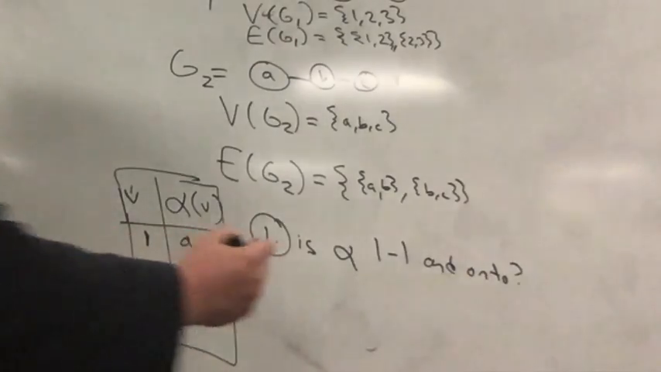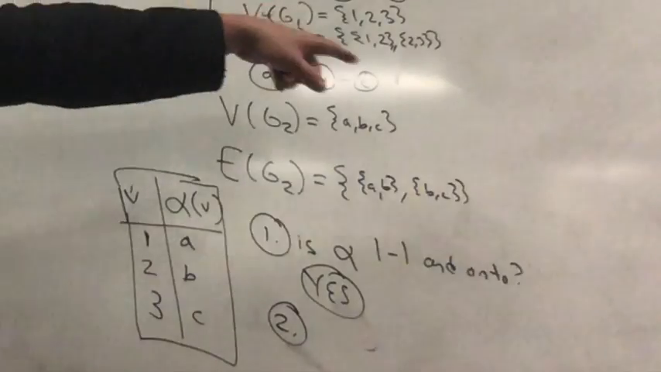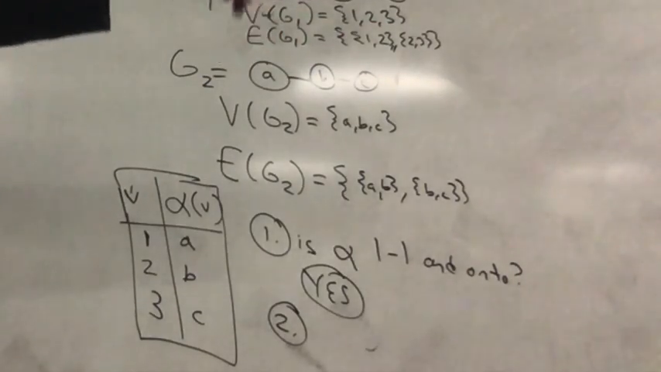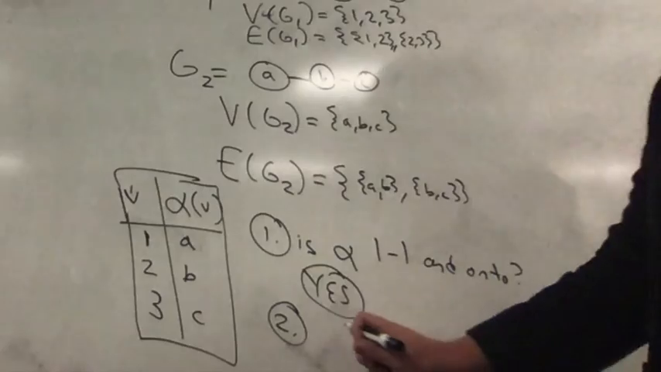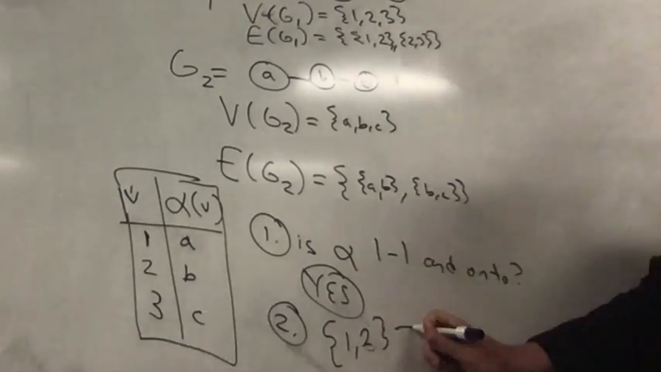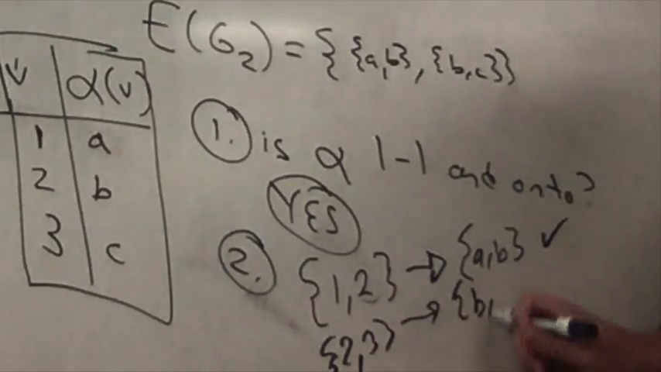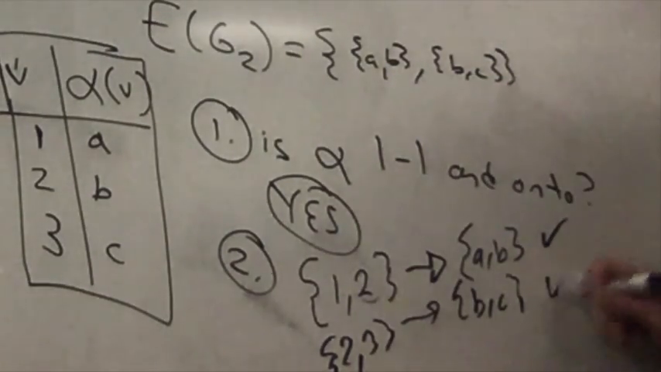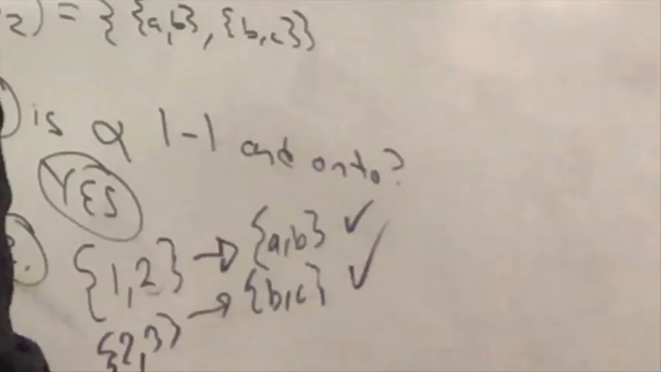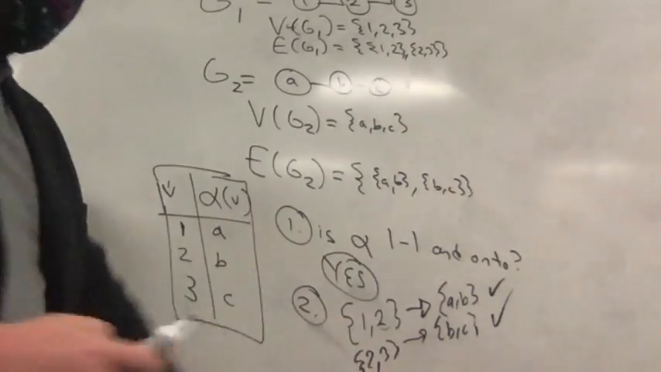Yes. Next question is to look at the edges we have originally and compare them to the edges that we have in the image. So I have to look at the edge 1, 2, which gets sent to AB, because I replace 1 with A and 2 with B. That is an edge. That's good. I look at 2, 3, which gets replaced with BC, and that's an edge in the second graph, so that's good. Now I have to look at phi of 1, phi of 2, which is AB. This is an edge in the second graph. And the 1 and the 2 are also an edge in the first graph, so that's good.